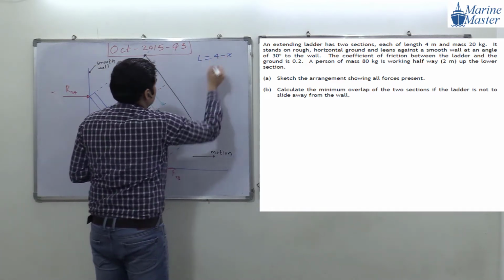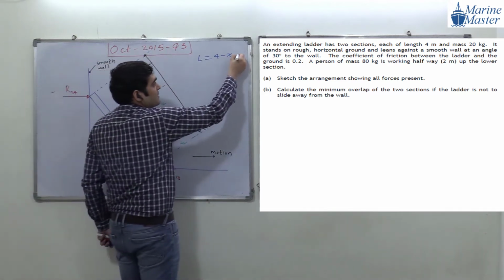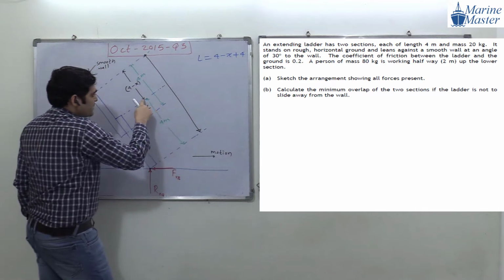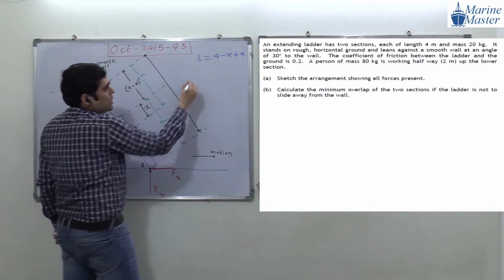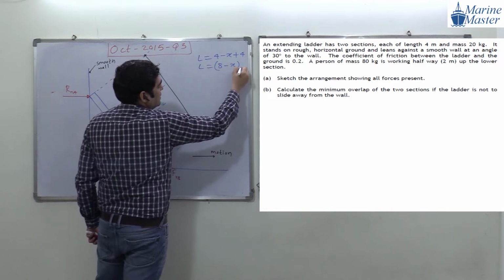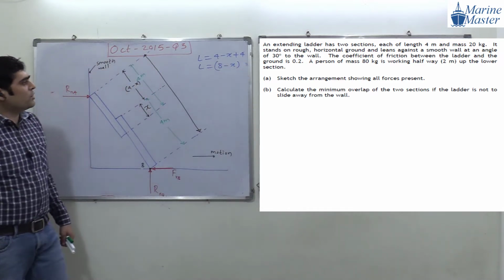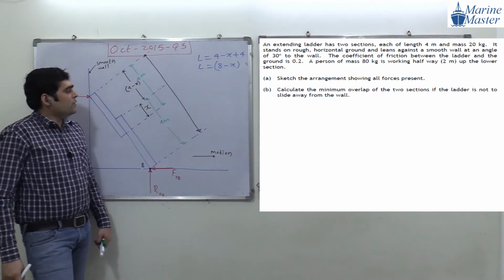4 minus x. From here to here, this distance is 4 minus x. And from here to here, this distance is 4. So the length will become 8 minus x meter. Any doubt in this discussion? So we got the length of the ladder. Now what will be the scenario?